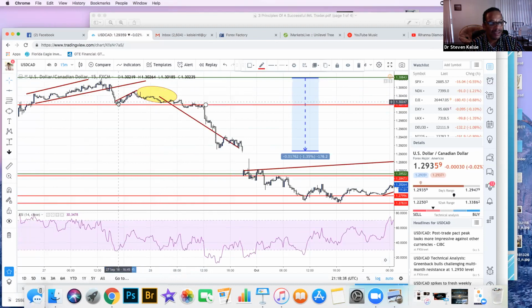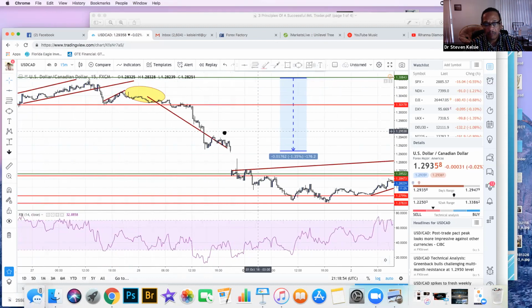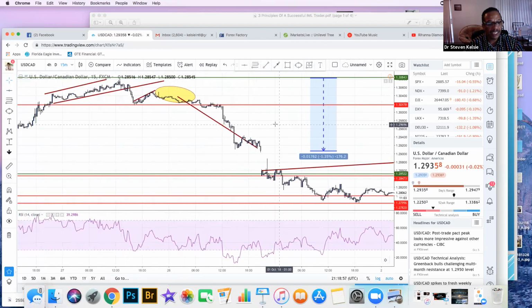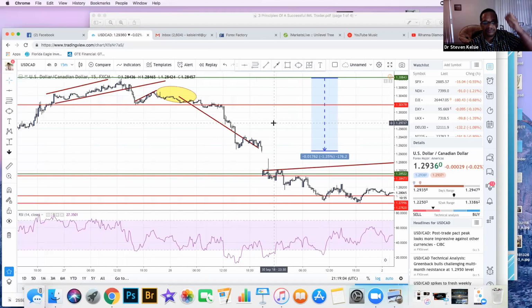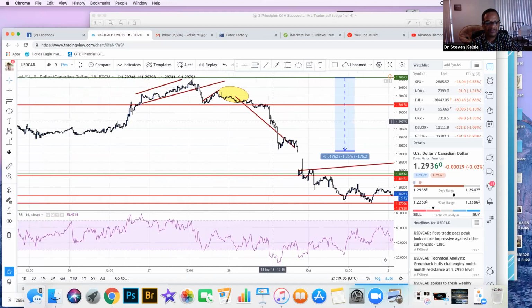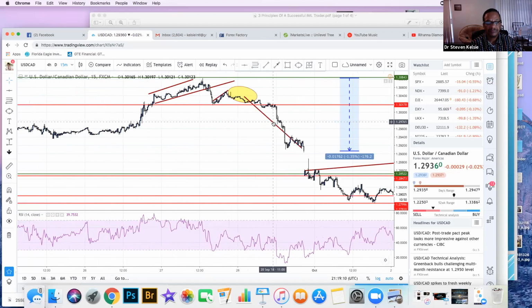You see an impulse, flag, continuation, small flag, continuation, flag, continuation, flag, continuation. You'll see the same pattern inside a pattern. Do you see that? Same pattern inside a pattern. That's strong. So you're either going to enter in the 15-minute or the 5-minute.